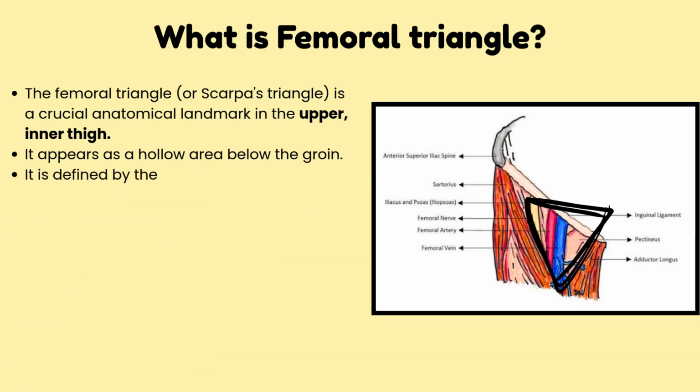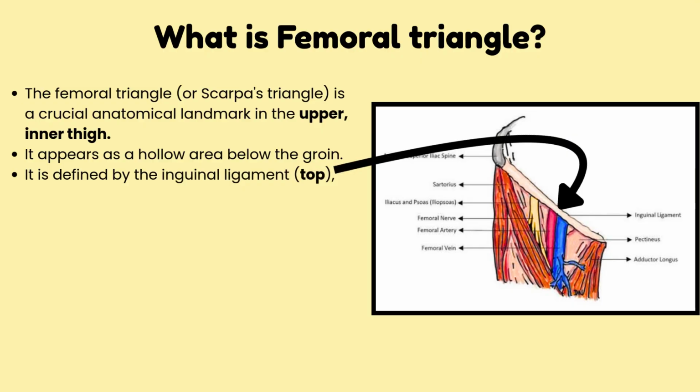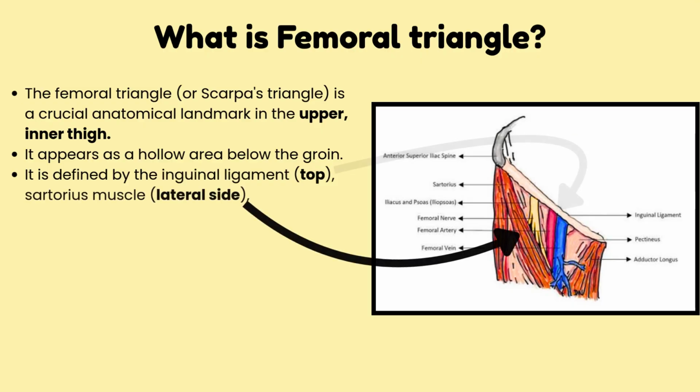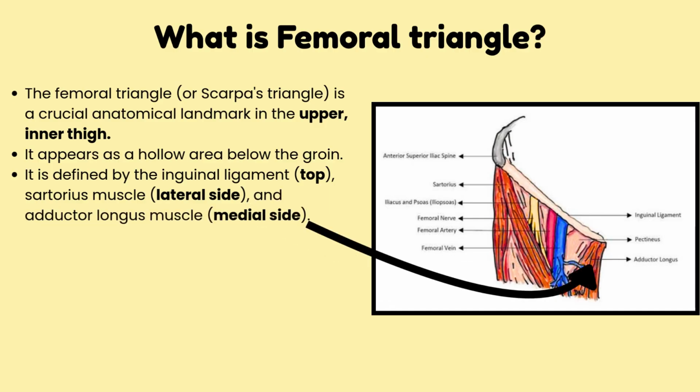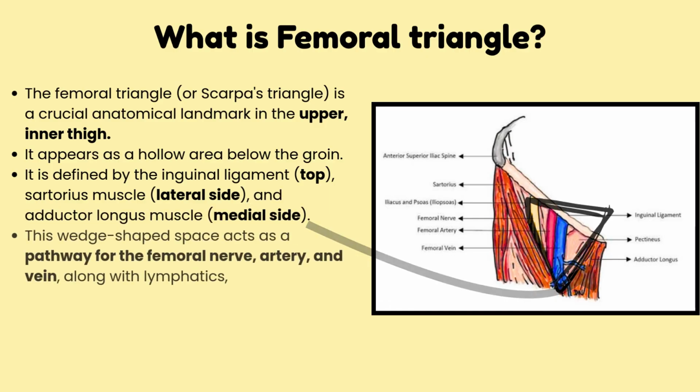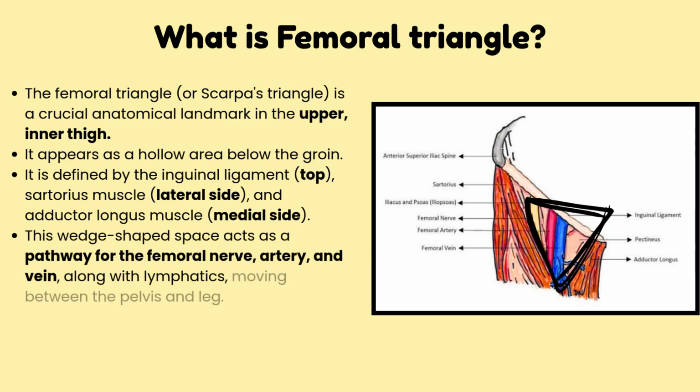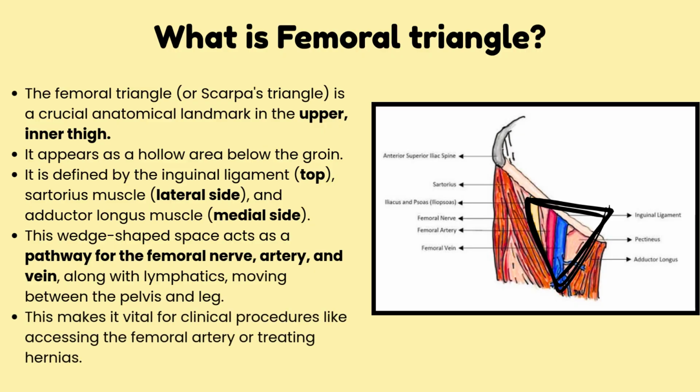It is defined by the inguinal ligament on top, Sartorius muscle on the lateral side, and Adductor longus muscle on the medial side. This wedge-shaped space acts as a pathway for the femoral nerve, artery, and vein, along with lymphatics, moving between the pelvis and leg. This makes it vital for clinical procedures like accessing the femoral artery or treating hernias.